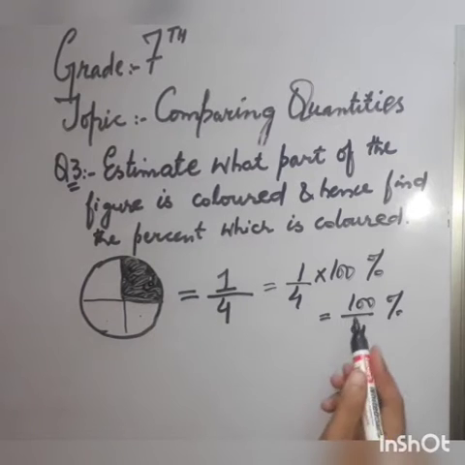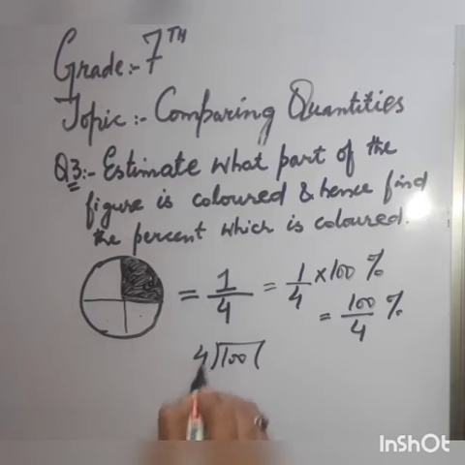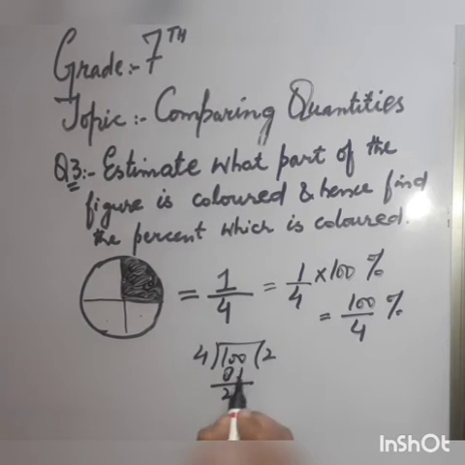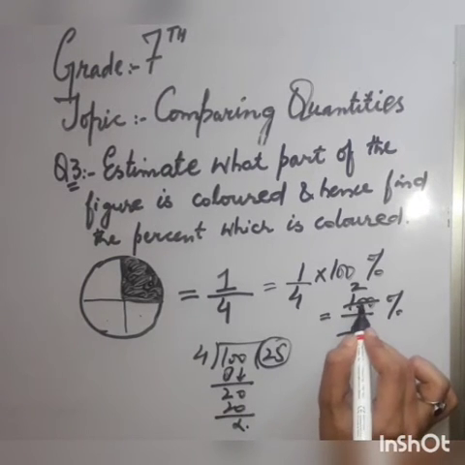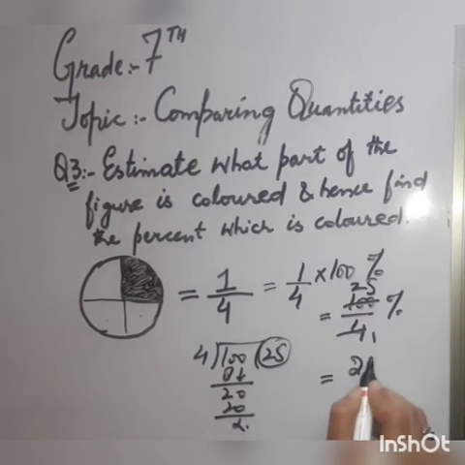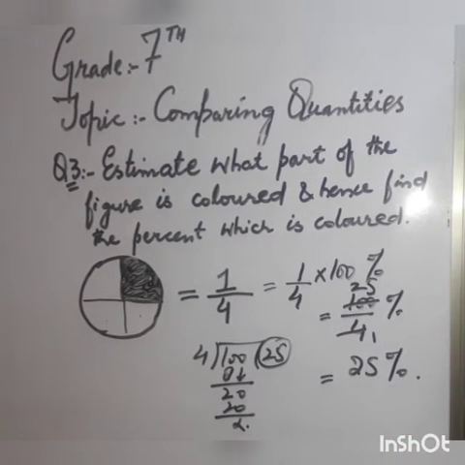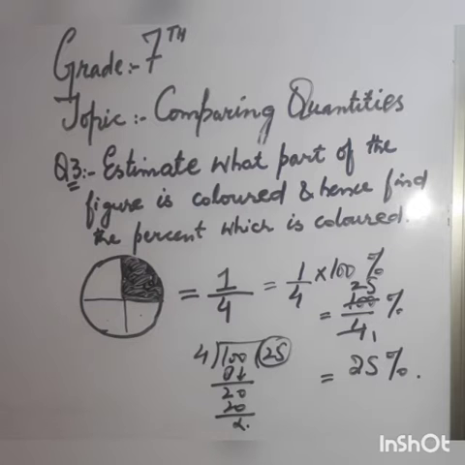Clear? Then you can divide this 100 by 4. 4 2s are 8. We'll be left with 2 and the 0. Then 4 5s are 20. So it's actually 25. Or you can simply do the cancellation. 4 1s are 4. 4 2s are 8. 2 will go with this. It will be 20. 4 5s are 20. So we are left with 25%. So what we can say is that 25% of this figure is colored. Clear?